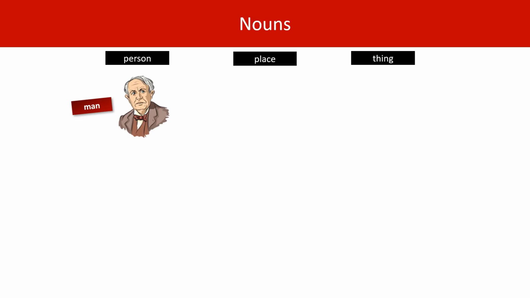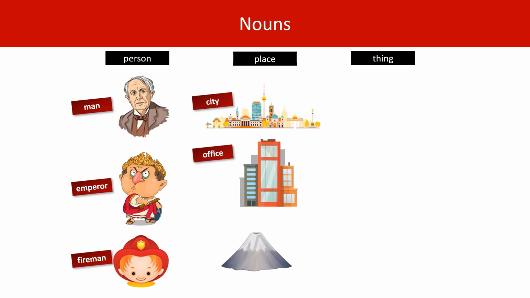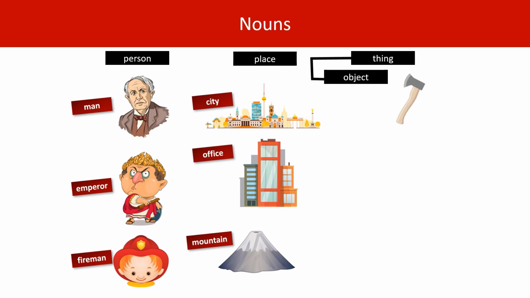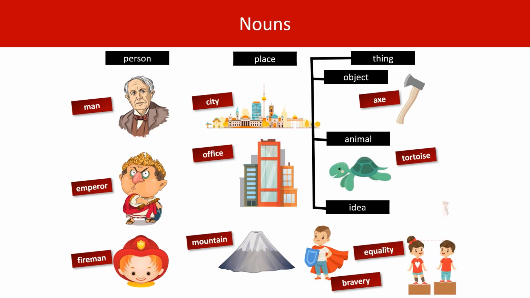Person might be a man, an emperor, a fireman. The place might be a city, an office, a mountain. The word thing covers everything else, such as an object, like an axe, or an animal, like a tortoise, or an idea, like bravery. All of those other things you can see and touch, but the idea you can't. But you still need a word to be able to talk about it. So equality, kindness. Now we'll talk about what type of nouns these are later.